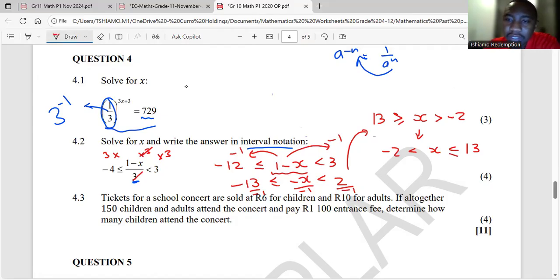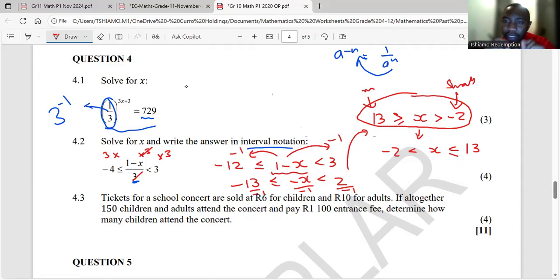See, same thing. I'm just writing. This is now a more proper way. We always start with the smaller one and then we write the bigger one. So that's what I'm doing there with the correct sign. Then interval notation will be negative 2 and 13 included. So curved bracket and included bracket. Okay, nice. Moving along, moving along.